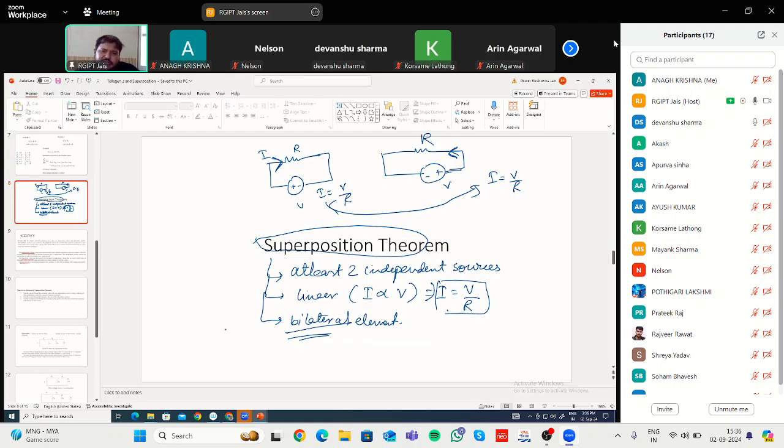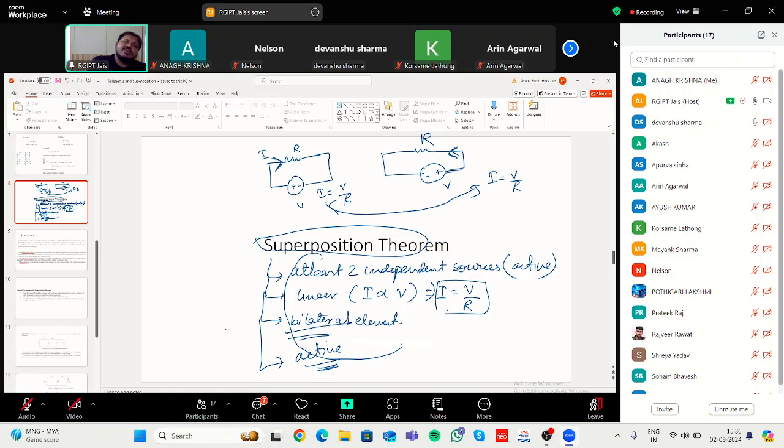Next requirement, the circuit should be an active circuit. That is, if there are two independent sources, the circuit is active, because sources are active elements. Any kind of source is an active element; it can supply energy. So these are the requirements. First, it should be an active circuit.